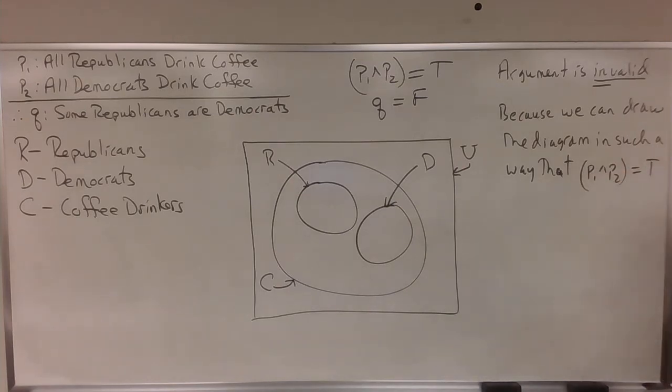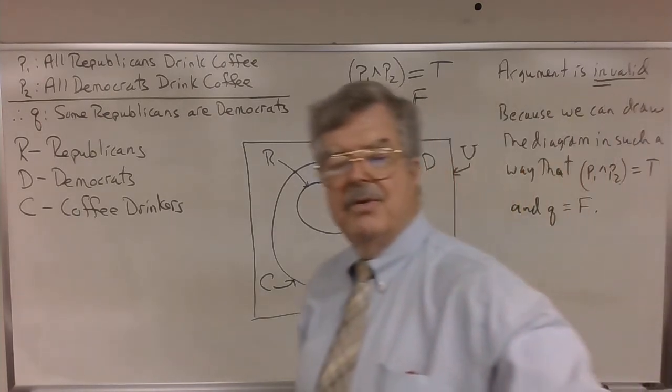We can draw the diagram in such a way that the conjunction of the premises is true and the conclusion is false. Okay, let's do one more.